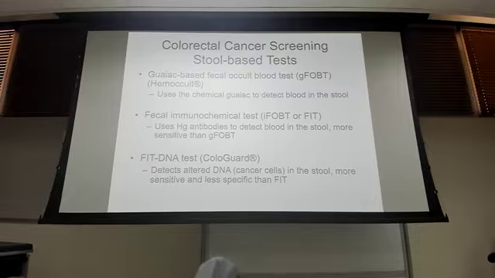And then the FIT DNA test, Cologuard, detects altered DNA sequence, so it's looking at actual cancer cells in your stool. So it's more sensitive than the FIT above it, but it's less specific. More sensitive for DNA cancer cells, but less specific than the FIT. And as I mentioned, most of them are annually, it's required if that's what you're using for your screening. I think the Cologuard's 1 to 3 years, but if any of those fecal screening tools are positive, colonoscopy time.